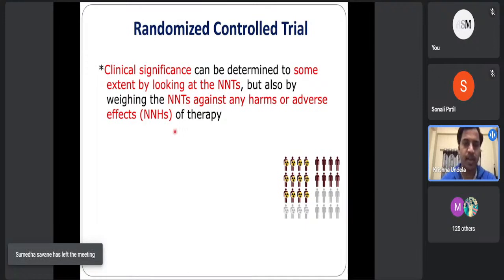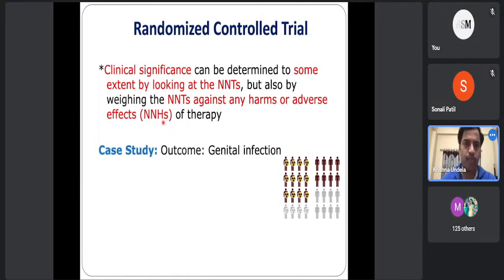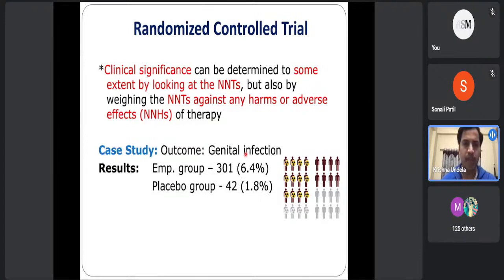So we are going to calculate the NNH, number needed to harm. We have calculated the number needed to treat for the efficacy outcome, right? When you come to the safety or adverse outcome, we need to calculate the NNH, number needed to harm. For this, I'm going to give you a case study. Here the outcome we're expecting is a genital infection. And these are the results we have.